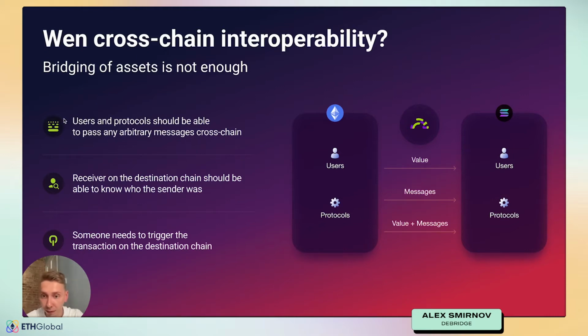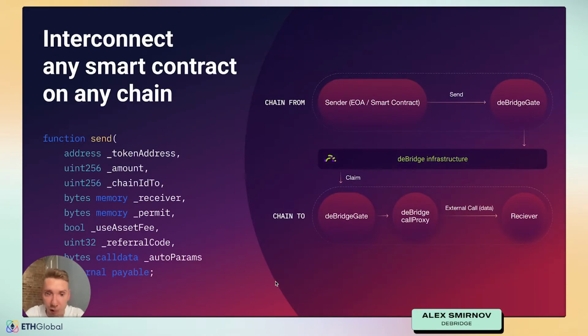And deBridge infrastructure provides all these features, so you can know who is the sender, and you can also specify a small incentive, which we also call execution fee, to incentivize bots or keepers to execute your transaction on the destination chain. I will not go deep into the technical details here, but the idea is that in order to send the message, your smart contract or externally owned account, like a regular user's address, just needs to call the send method of the deBridge Gate smart contract.